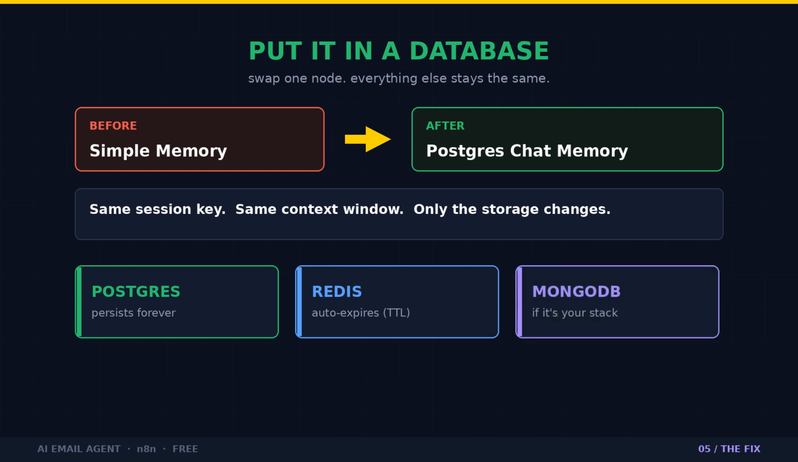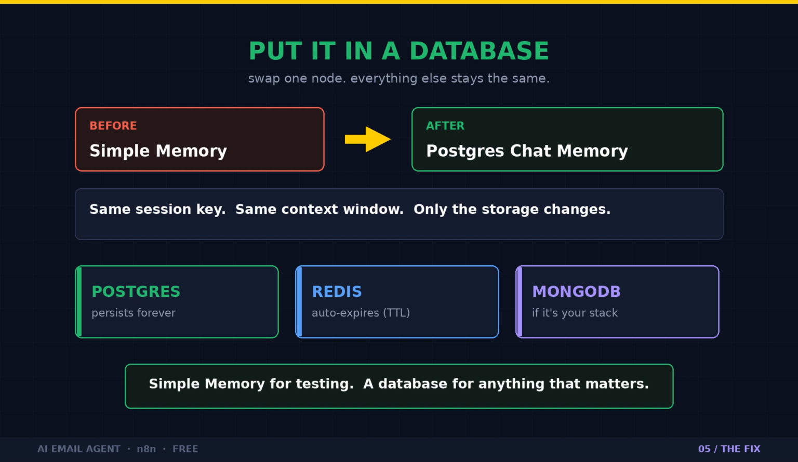There are other options too. Redis if you want conversations to expire automatically after a set time, which is genuinely useful for privacy. MongoDB if that's already your stack. But the principle is identical across all of them. Simple memory for testing, a real database for anything that matters.